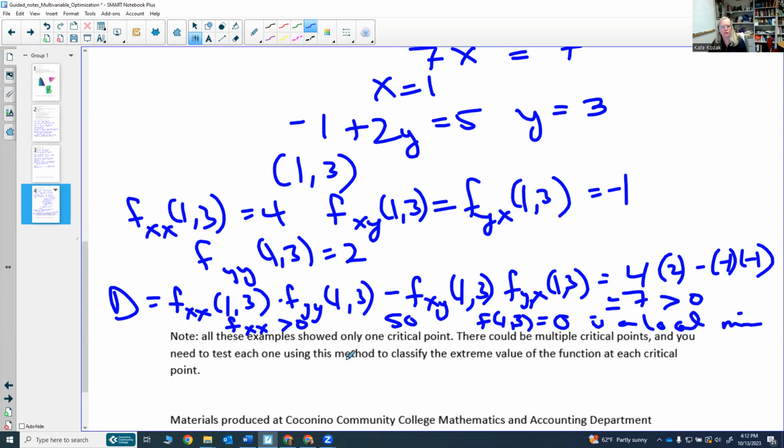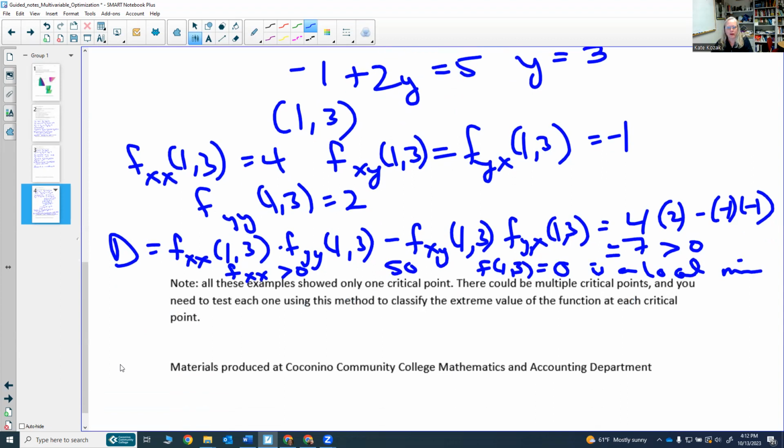Note, all of these examples show only one critical point. There could be multiple critical points. And you need to test each one using this method to classify the extreme values of the function at each critical point.